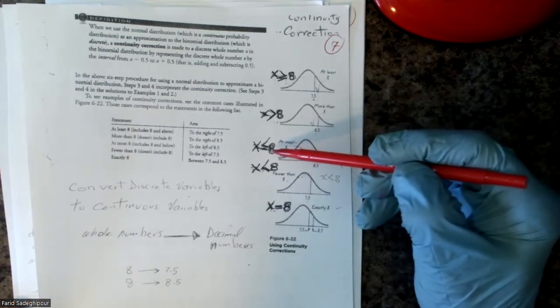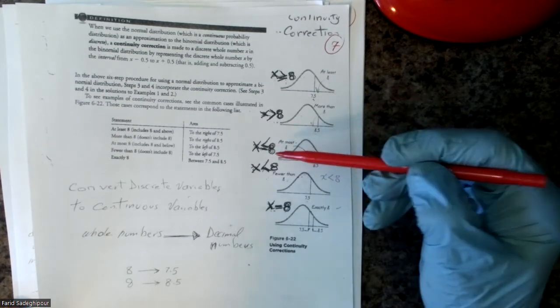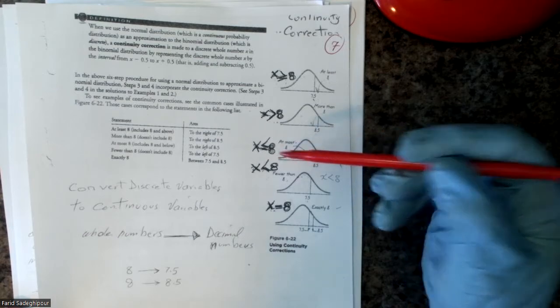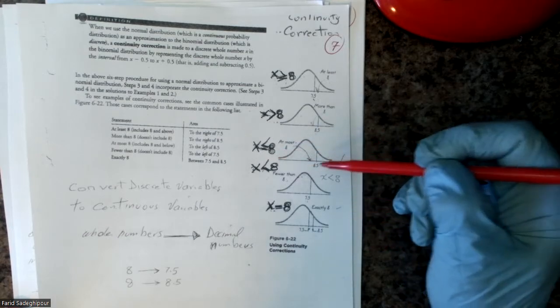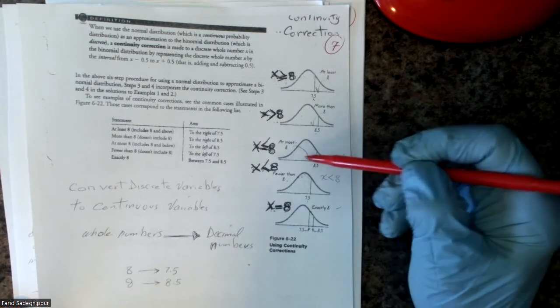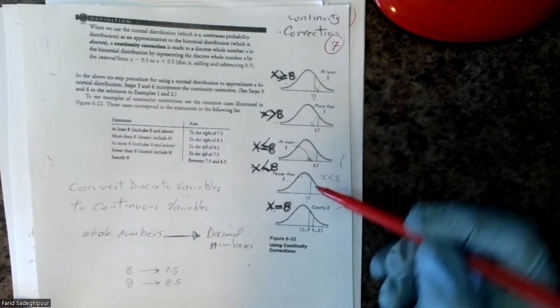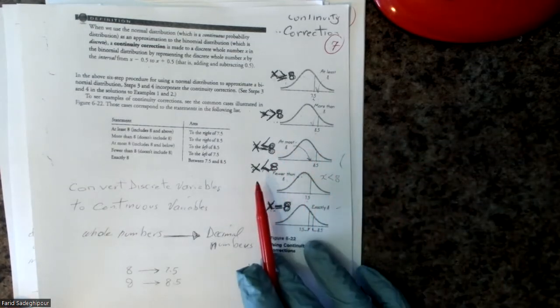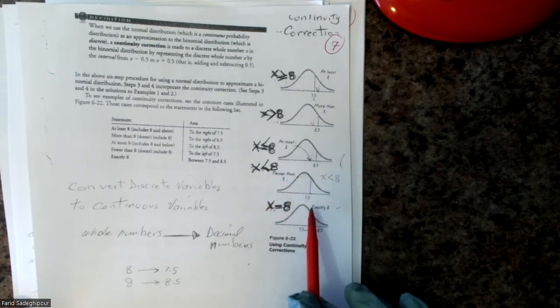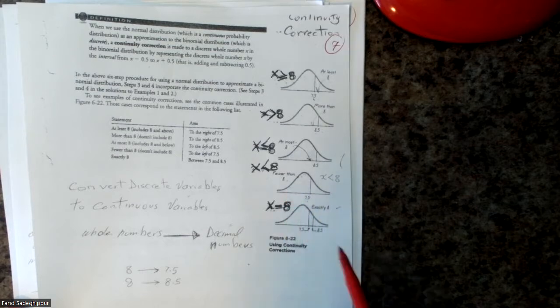If we say X is less than or equal to 8, it means 8 is also included. So in that case, again, you start from 8.5 and go to the left. So you have the 8, at the most 8. Or if we say X less than 8, it means 8 is not included, then you subtract 0.5. So you start from 7.5 to the left.